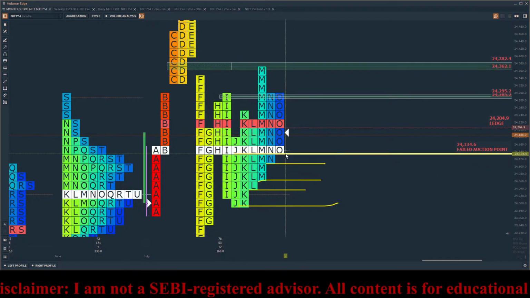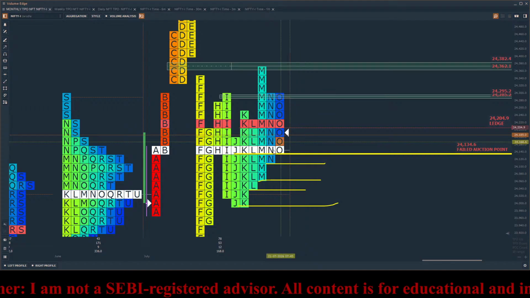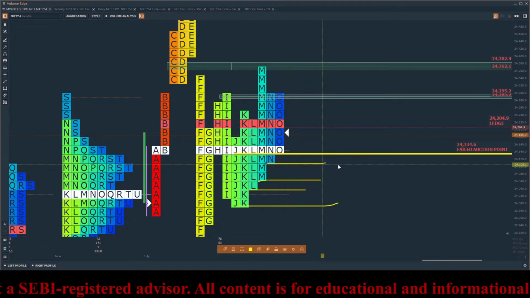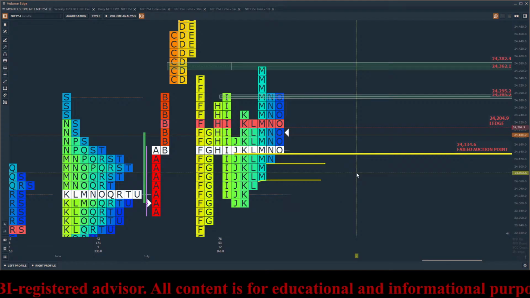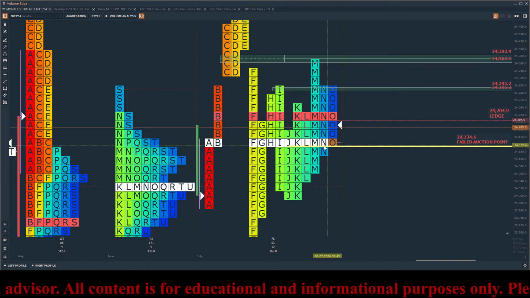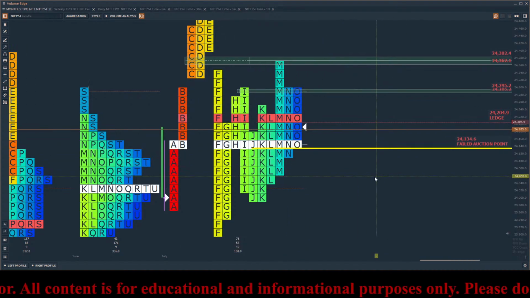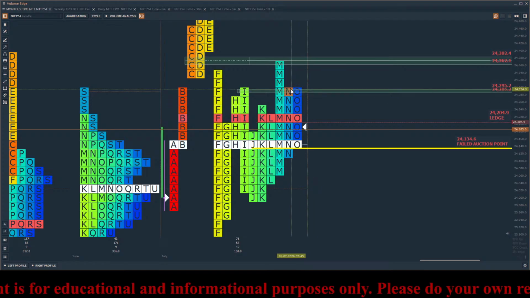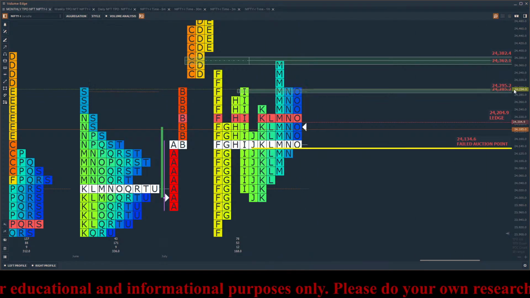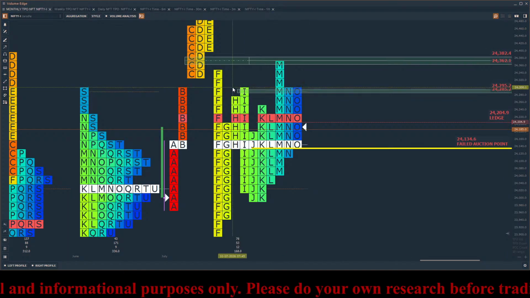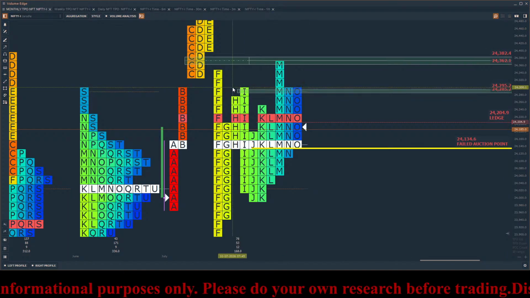So what information are we finding here? Compression is happening here. Complete compression is happening here. The information we are getting is that the market is in a bullish condition, but it's not crossing the high of this, 24,295, 24,285. So this area is exactly 24,300 we can say.